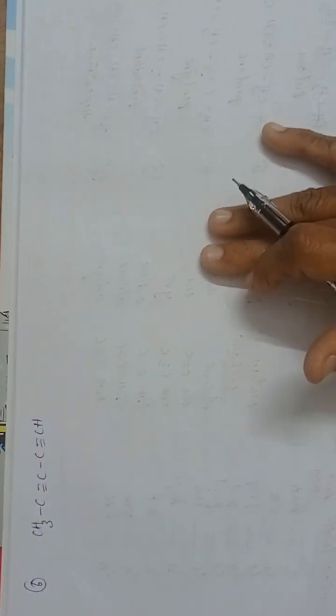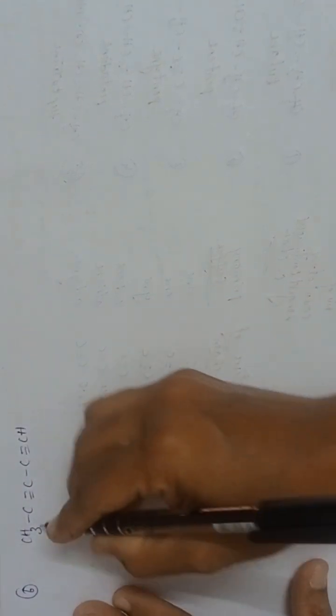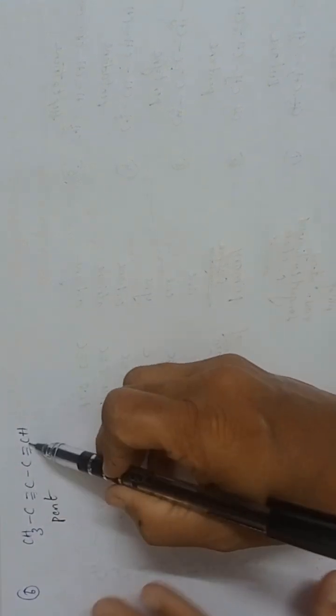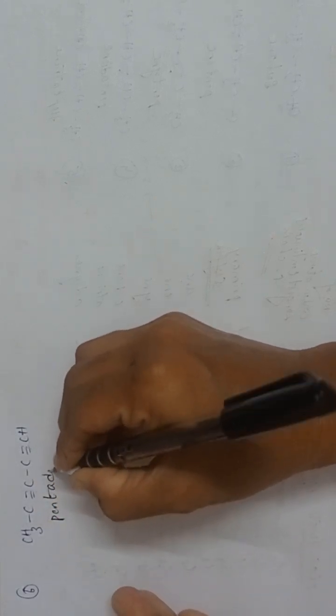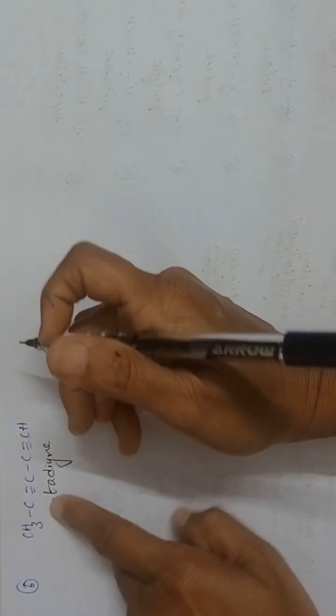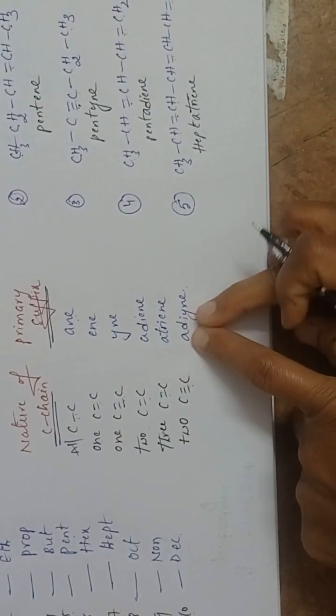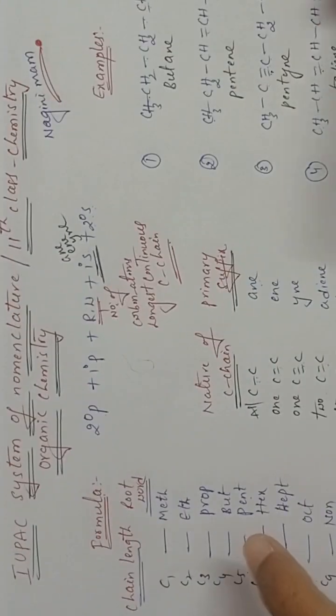Now see this compound: CH3, C triple bond C, single bond C, triple bond CH. See this compound, students. How many carbons are there? 1, 2, 3, 4, 5. 5 carbons means what is the root word? Pent. Next, here triple bond, here triple bond. 2 triple bonds are there in the given compound. 2 triple bonds means what I told, primary suffix adiyne. Clear? Understanding, students? So this one we have to use.